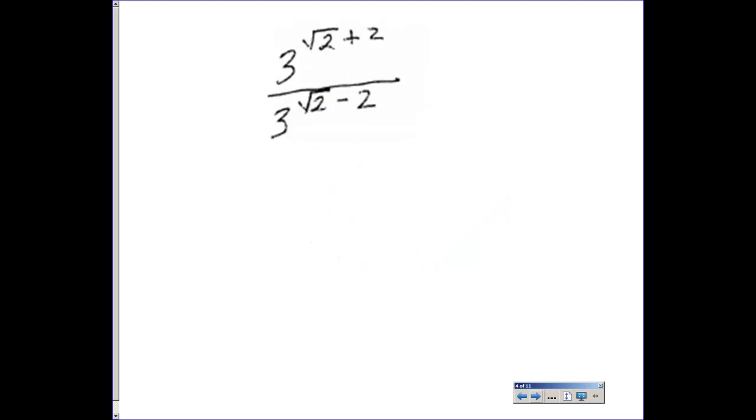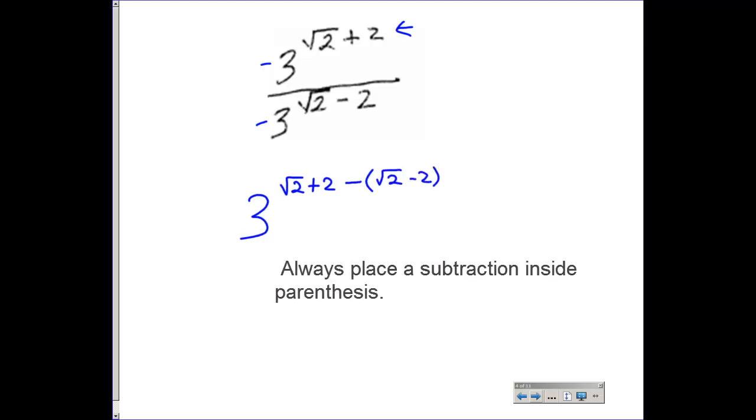Now here's one we haven't practiced yet, but you have seen it in the rules. When you're doing division of exponents that have a like base, you can see they both have a base of 3. We're supposed to subtract the bottom exponent from the top exponent. So the way we're going to do that is write it as 3 to the square root of 2 plus 2, that's the top one right here, minus, and you've got to be careful, we're subtracting the entire expression, so that bottom one, which is square root of 2 minus 2, has to be inside parentheses.